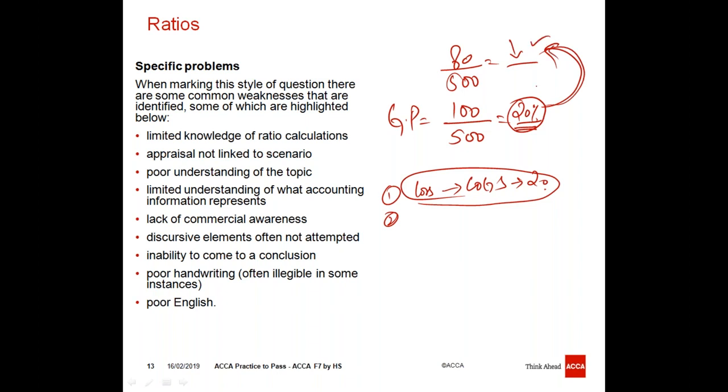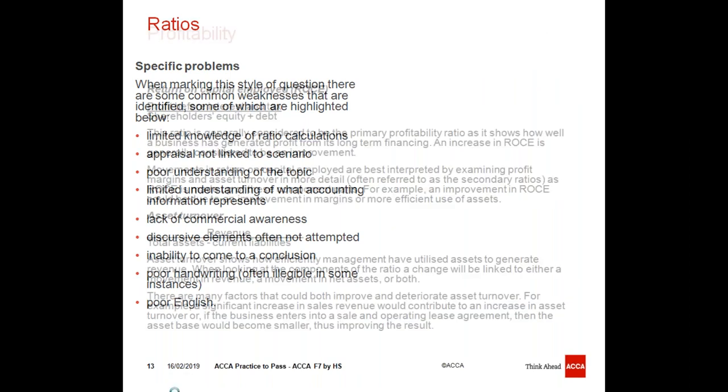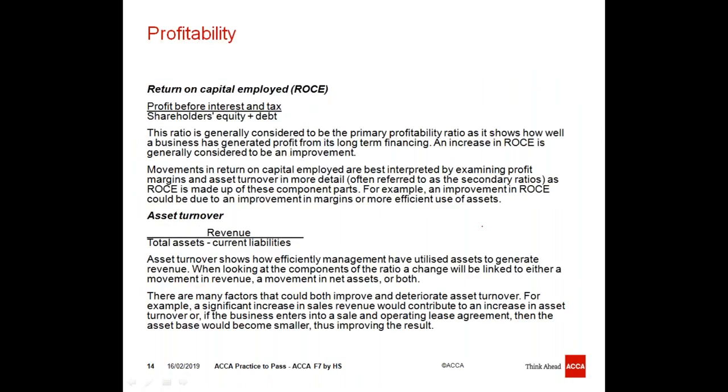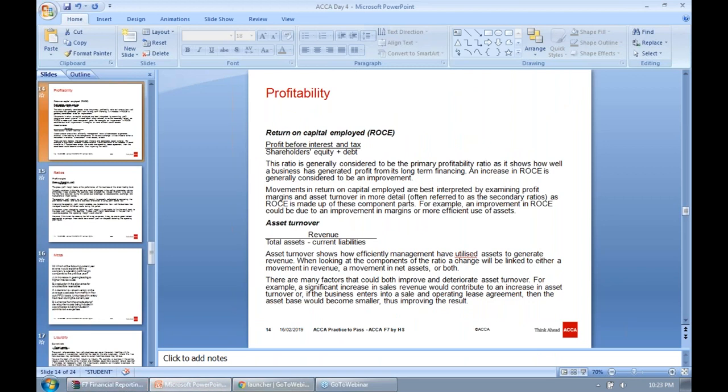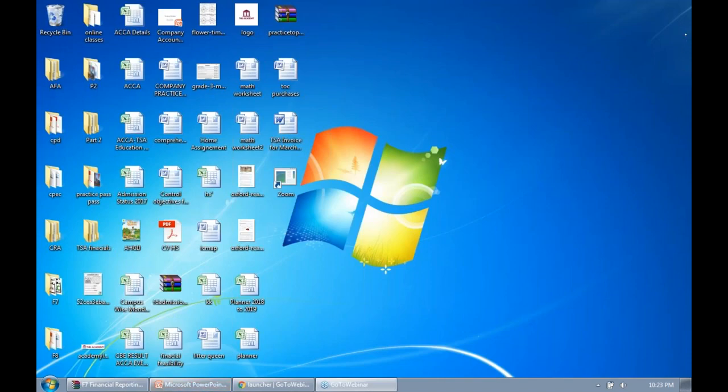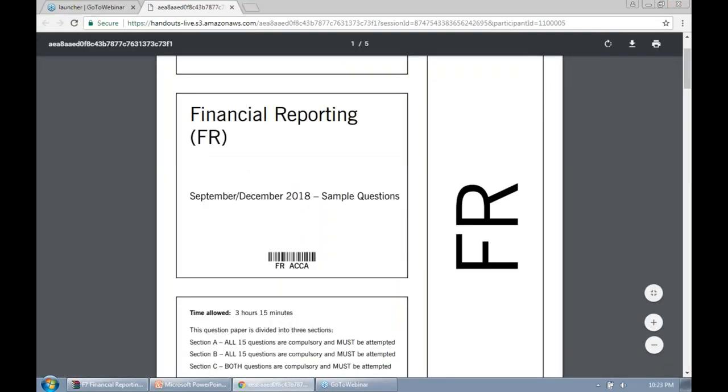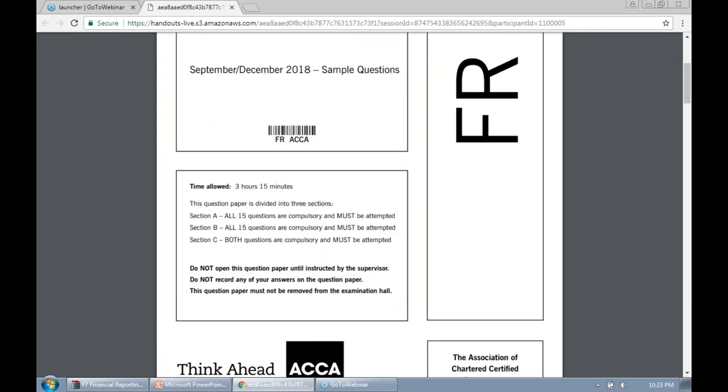So let's start the question first, then we will discuss some other aspects of the ratios. Keep this. Now let's start with the questions. It's in the handout section. If we select the September December exam of the past paper, here we have got the past paper.